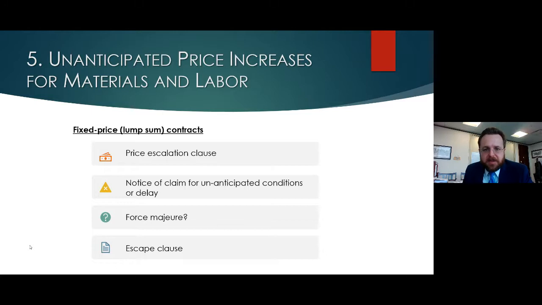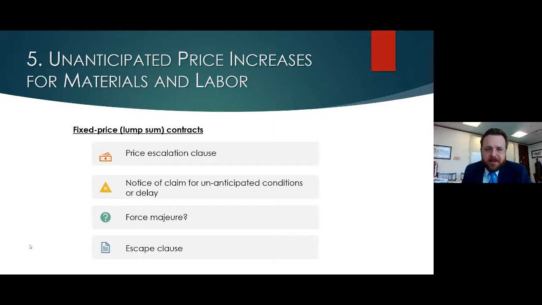Okay, let's talk about fixed price contracts, which I'm sure many of you are familiar with and have to operate under. What can you do in those? Try to get a price escalation clause. Ideally, that would be open-ended, and that would allow you to recover from the general contractor any additional cost, any increases that are unanticipated for your materials and labor.